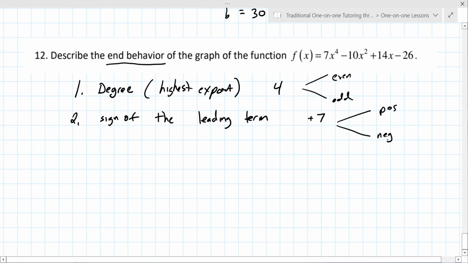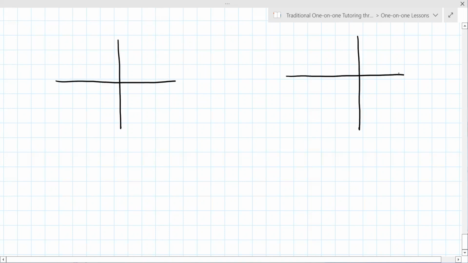Okay, so we're gonna come back to this problem, but there are 4 graphs that you need to know. So the first 2 are both for even degrees. So there's 2 types. Think of a quadratic. Remember how a quadratic is U-shaped? So it either opens up or it opens down.